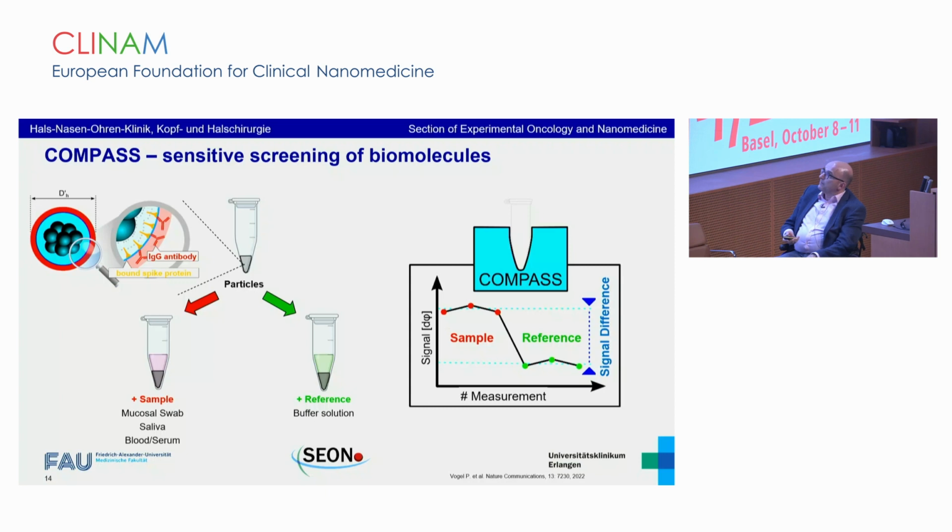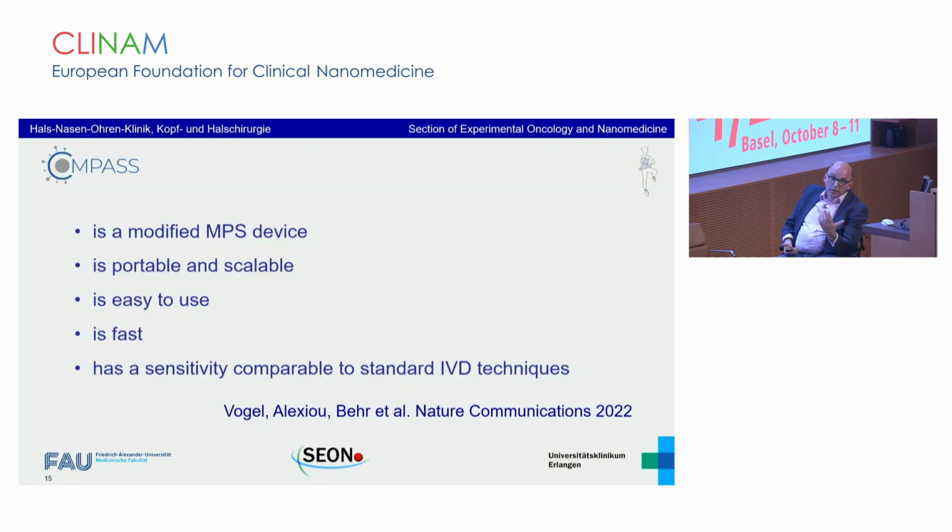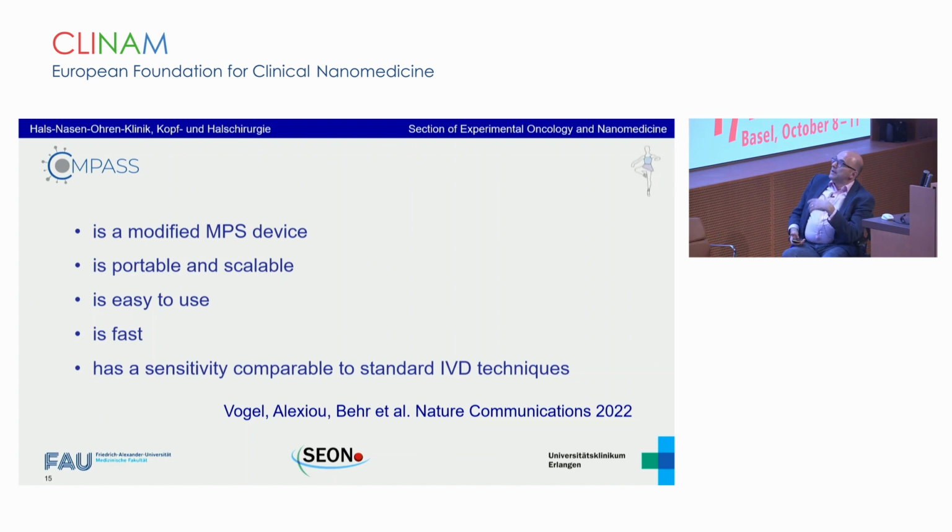So with this compass machinery, it was possible to have a portable, scalable and easy to use machinery. It's very fast. To detect the antigen or antibody in blood takes at least 1 minute, and it has a high sensitivity compared to standard IV techniques. We were able to publish these results last year in Nature Communications. We're very happy, and the colleagues in Würzburg are now founding a company to implement this machinery also in clinical use. So it was a combination between the apparatus on the one side and our particles on the other side.